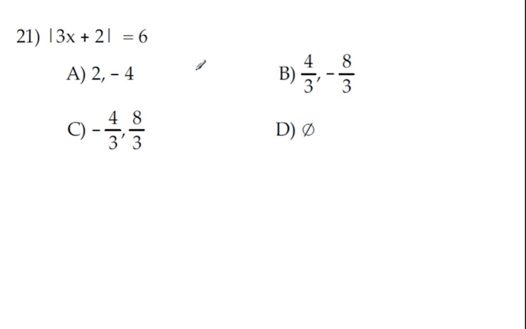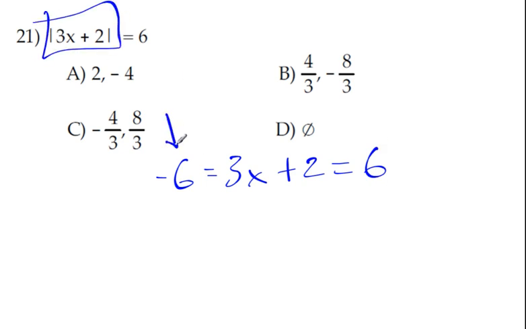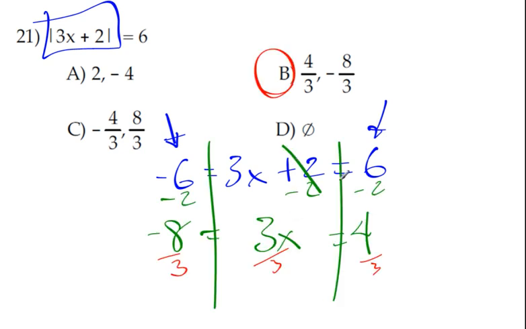Absolute value. This one, absolute value is all by itself, so I'm going to flip and put the -6 on this side. -6 equals 3x plus 2 equals my positive 6. Since this is alone, that's why I can throw both of these on these sides. And then we can solve away. Subtract my 2 everywhere, divide by 3, and we get these two ugly answers.